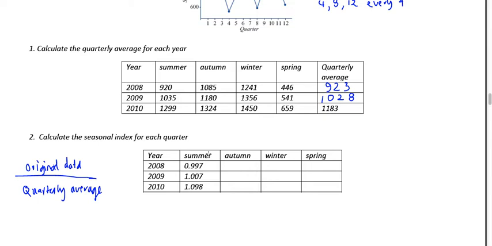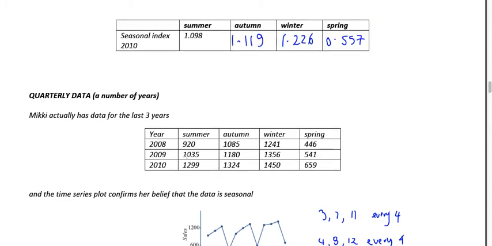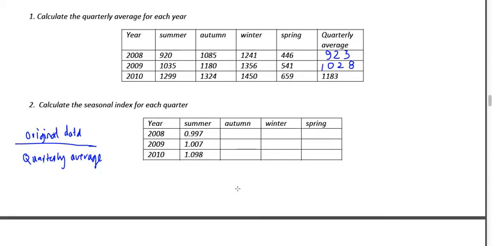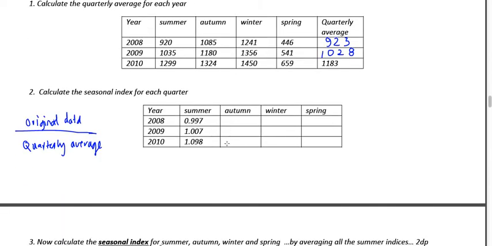So, considering that we already have the seasonal indices for 2010, let's copy them down. So here they are up here. So these 3 values need to come down into this table because it is the same data, 1.119, 1.226, and the last one was 0.557.